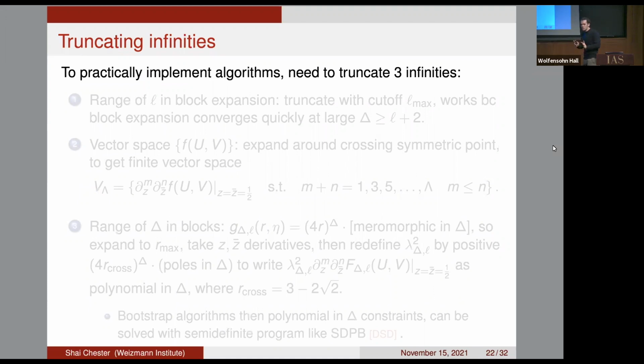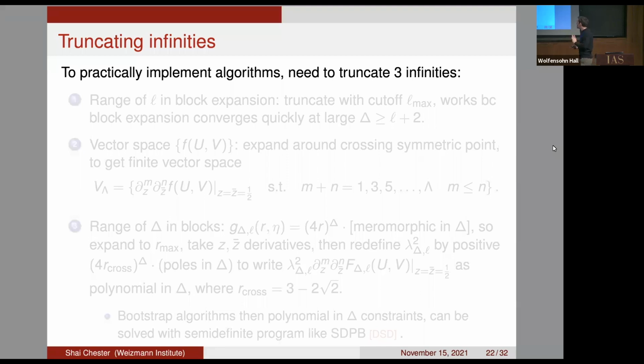But so far, I've just described abstract algorithms. I haven't given you details about how you actually practically implement this. So the next couple slides are going to be a bit technical. And so they're more intended, I guess, for the bootstrap experts in the audience who want to see how we modified things. So if you're not following everything in the next couple slides, don't worry. We will give the results right afterwards, and that's the more physically interesting part.